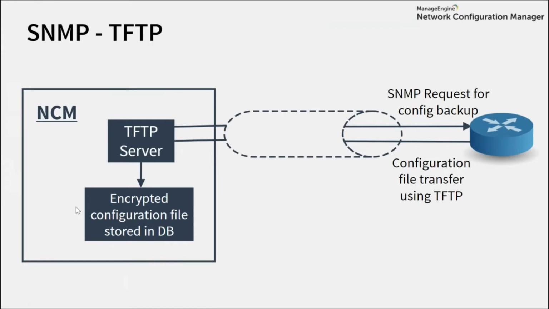So here's the final example of the SNMP TFTP. Here, no communication channel is established, but the configuration backup request is sent through SNMP, and the file transfer happens using TFTP. The TFTP server receives it, encrypts it, and stores it in the database.